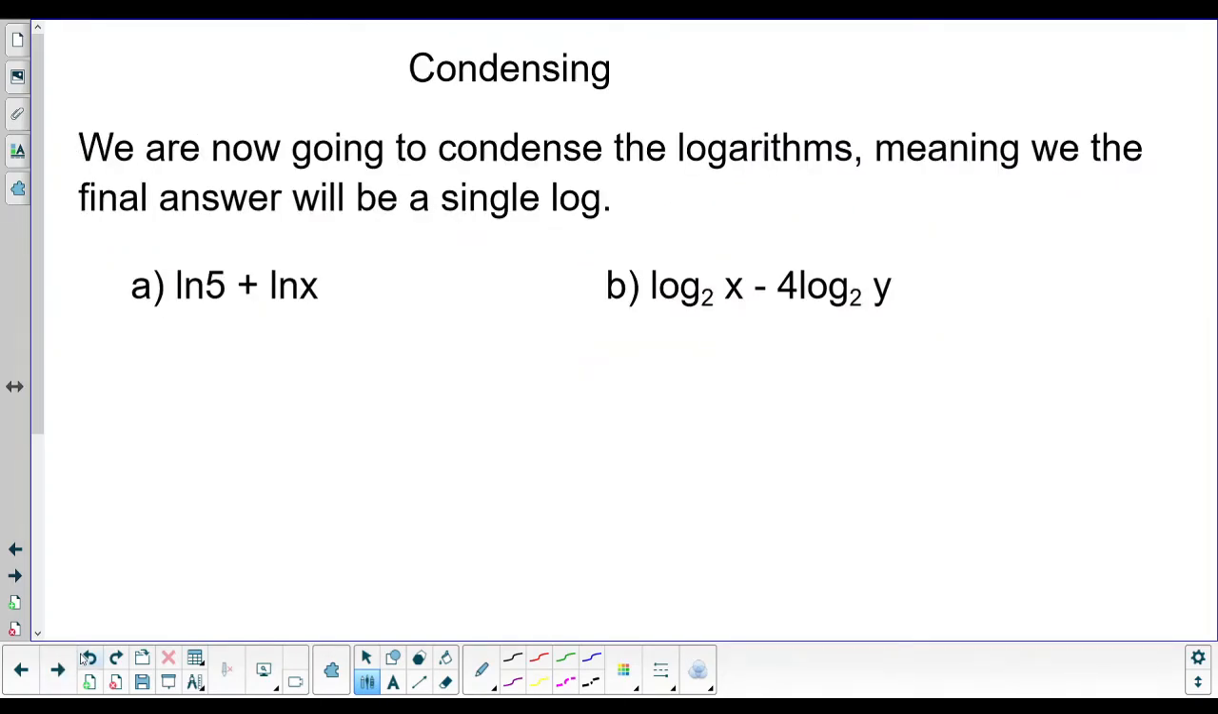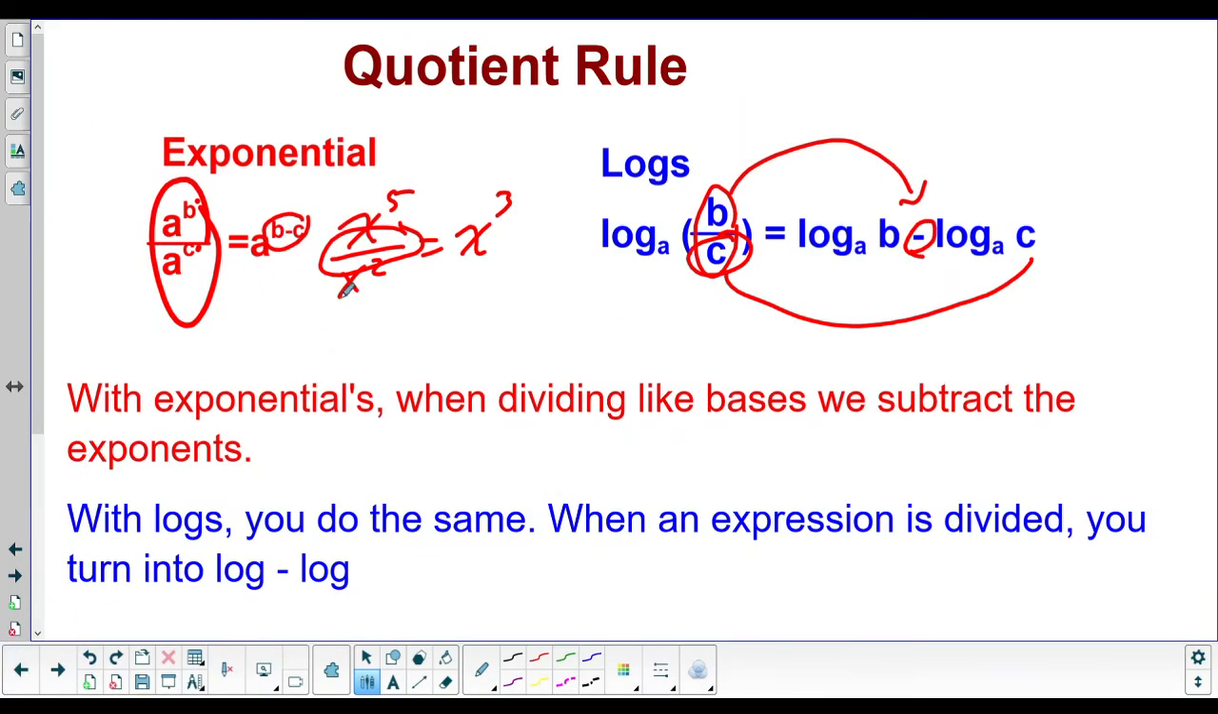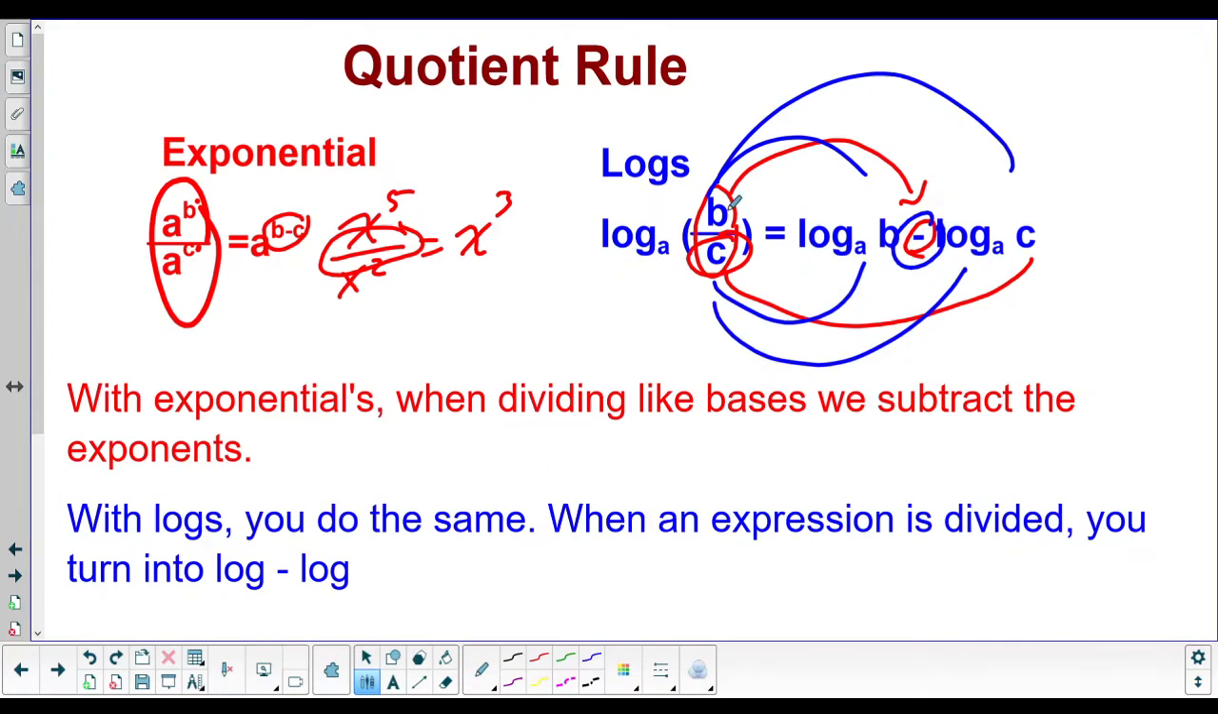So now condensing is the same thing. It's all of these rules just in reverse. So the same way we could take two logs that were being divided and separate them like this, we can go the other way and we can stick them back together by going from subtraction to division. And the rule is just if the log is negative, it's going to go on the bottom. So let's look at this.